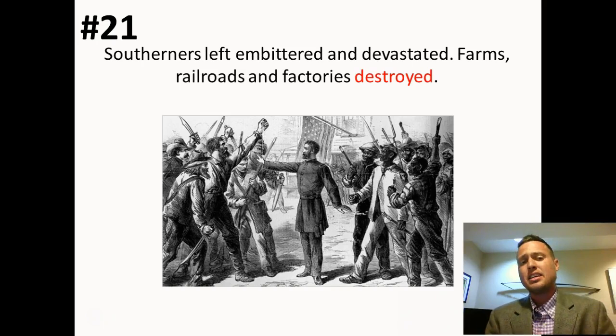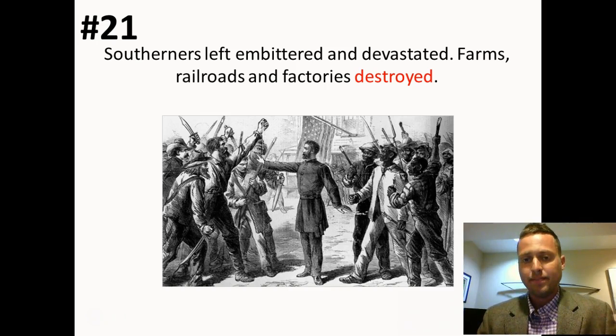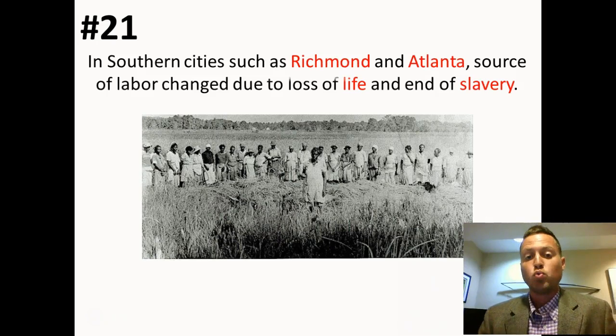Well, number 21, Southerners were left embittered and devastated. Their farms and their railroads and their factories are destroyed. Now, their big cities were destroyed by war as well. The capital of the Confederacy was here in Virginia, and that was Richmond. Southern cities such as Richmond and Atlanta were destroyed.